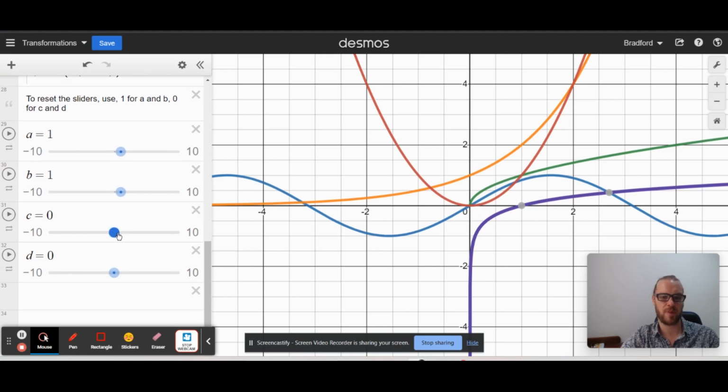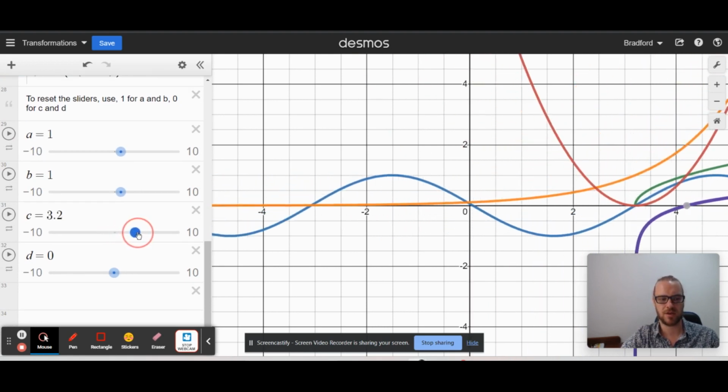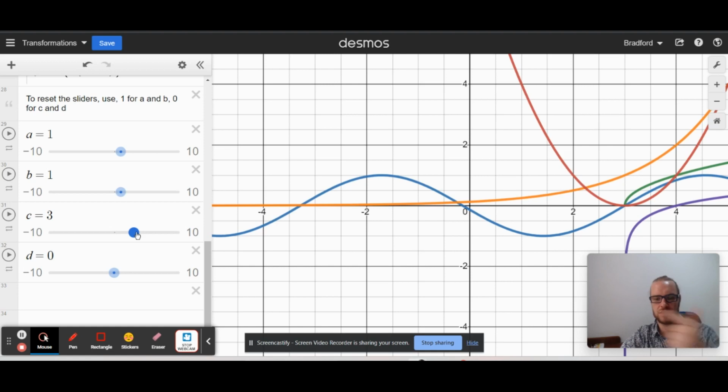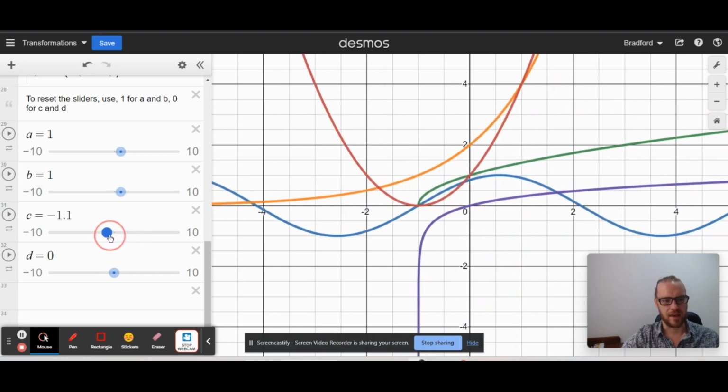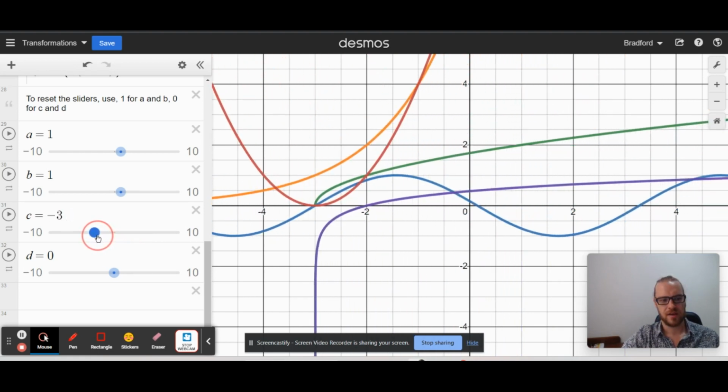So if we make this into a positive, like positive 3, you can see it actually moves it 3 units to the right, not to the left, even though it's going to be written as X minus 3. Likewise, if we put it as negative 3, well, it's X minus negative 3, which of course means that it's going to actually move it to the left here. So it's always doing the opposite, even though it's going to be written as, once again, X plus 3. So it looks kind of backwards to what you would anticipate, okay?